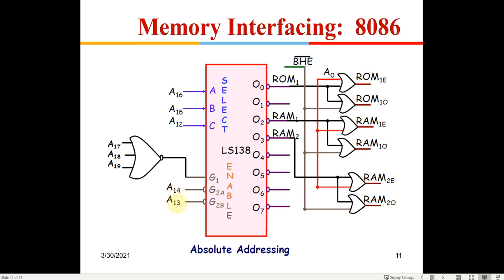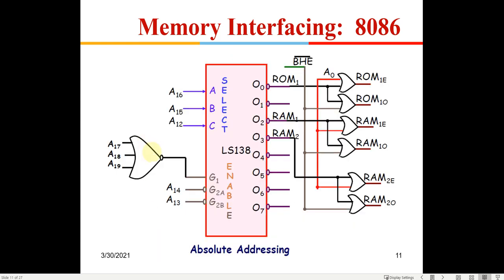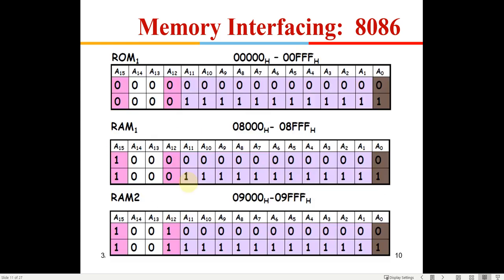So A3, A13 and A14. A13 and A14 also we have not used, so we are going to put zeros here. In this case we have used A15 and A12 as two different inputs to generate the three different conditions. A12 and A15 is 0 0, 1 0 and 1 1. These are the three different addresses, right?